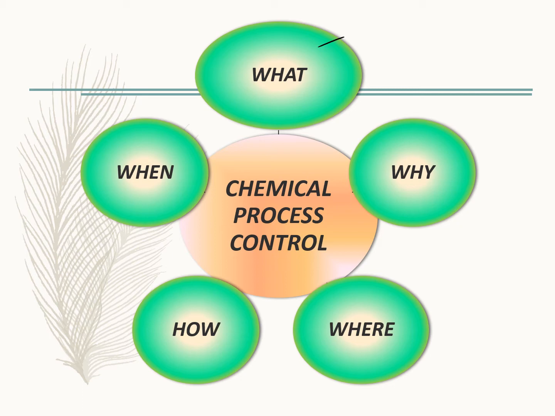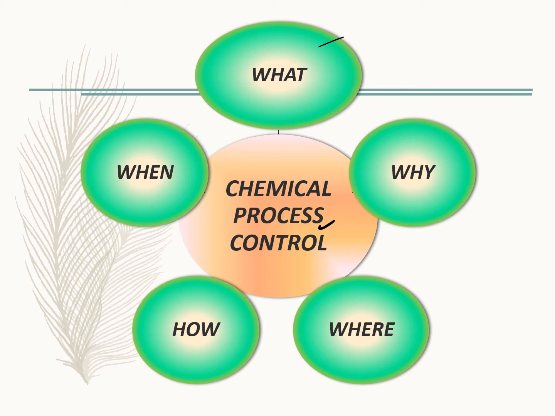Okay, why do we need this process control? For your information, in a real plant, in a real process, the process itself is dynamic and it's always changing. So we need this process control to stabilize, to control the system so that we can get the desired process condition.